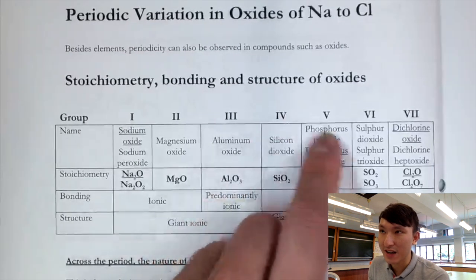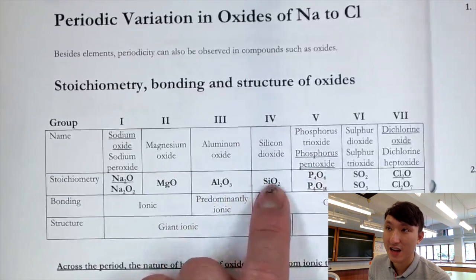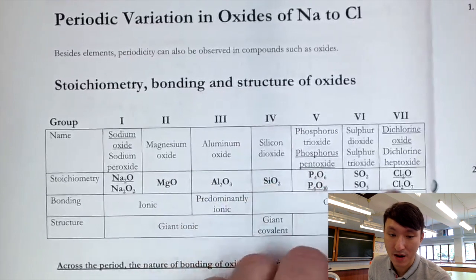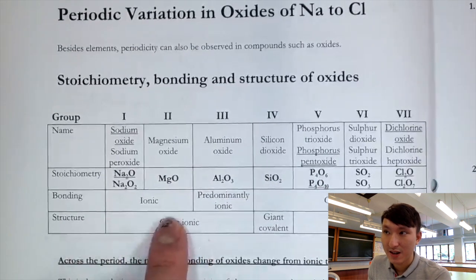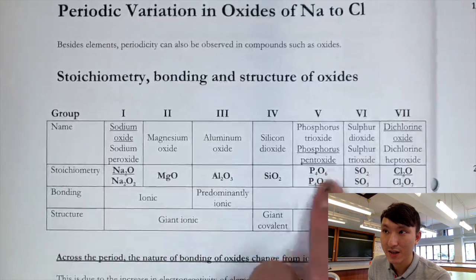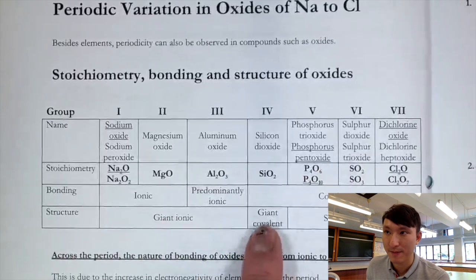Now, on the right-hand side here, they all have covalent bonds. Silicon dioxide, covalent bond. These are all covalent bonds. But talking about structure, they have giant ionic structure here, simple molecular structure for these 3. Now, silicon dioxide has a giant covalent structure. You need to memorize this.